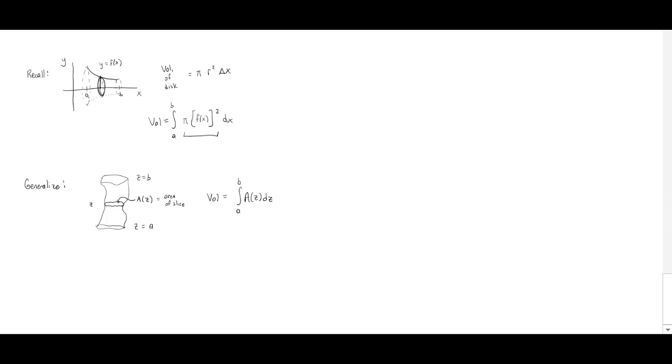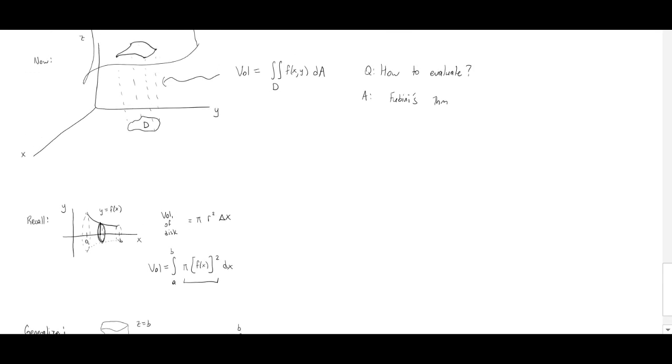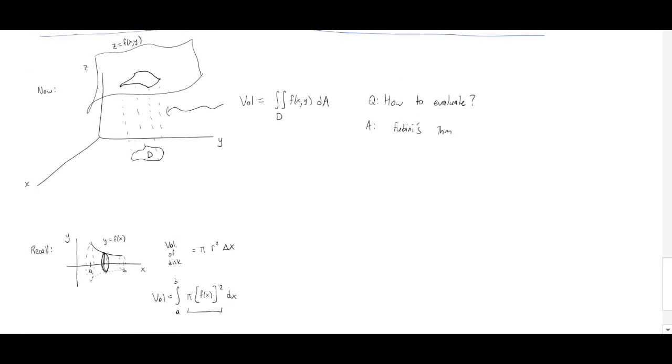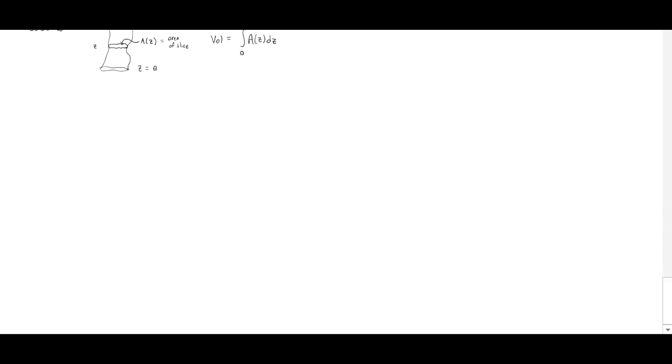Now here all your cross sections were circles, so it was very nice. We could just do pi r squared. In general, although this works in theory, if the areas are really funky, then we might not be able to do this. But still, the idea holds. So I want to apply this idea to this problem of calculating this volume. And this would be Fubini's theorem.